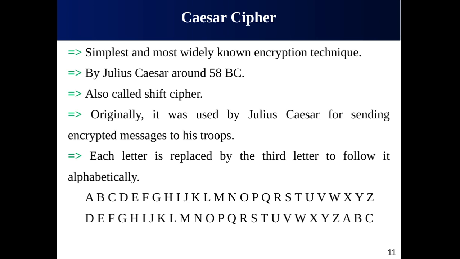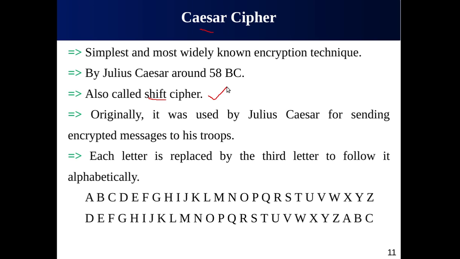Our next cipher is none other than the Caesar cipher, which is the most widely known encryption technique in the history of cryptography. Some security people, when they teach the classical encryption techniques, actually start from the Caesar cipher, because this is one of the most widely known encryption techniques, and it was developed by Julius Caesar around 58 BC. This technique is also known as shift cipher. Originally, it was used by Caesar for sending encrypted messages to his troops.